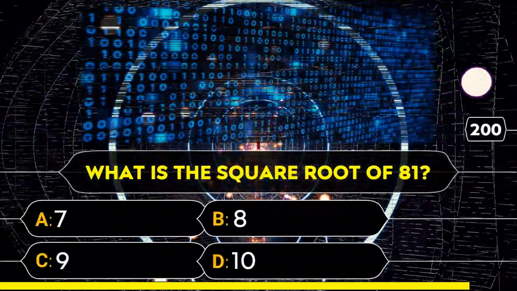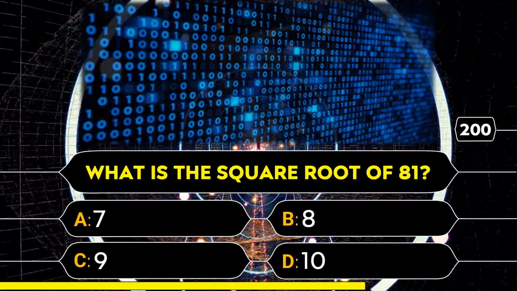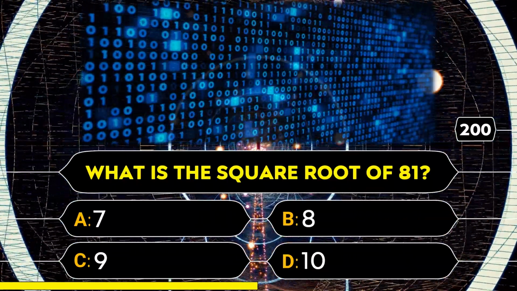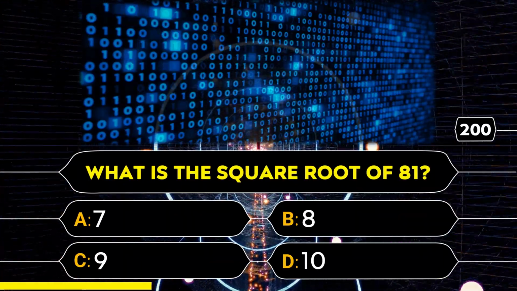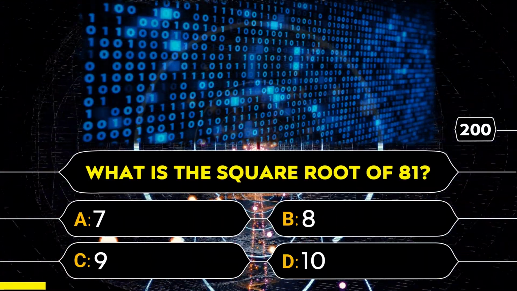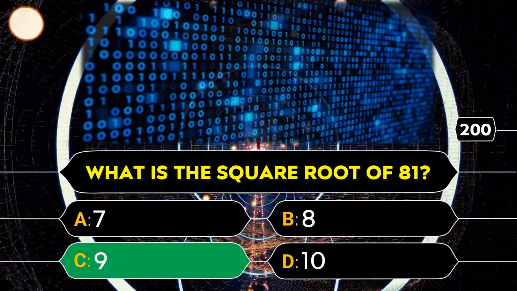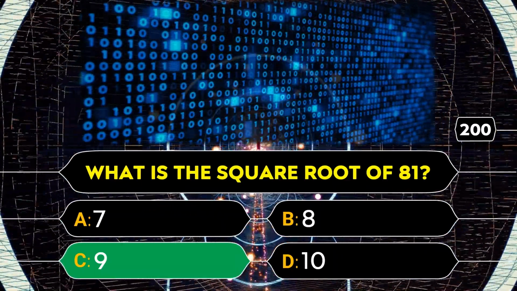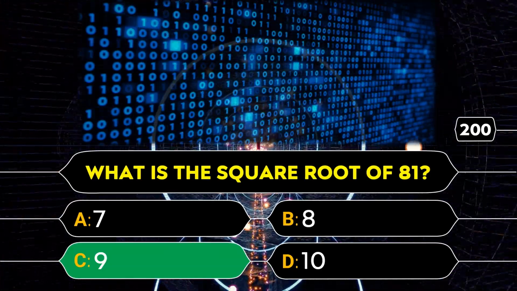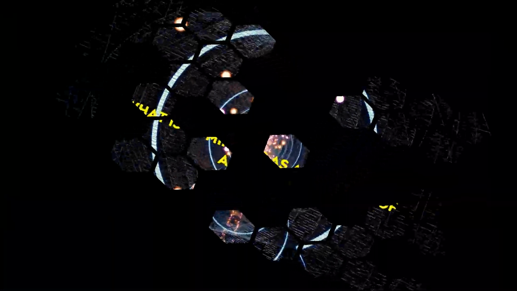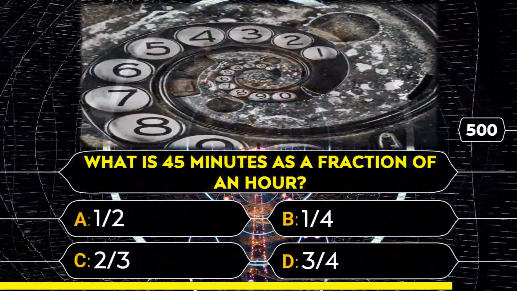Let's see if you can also answer this second question. Do you know what the square root of 81 is? The correct answer is 9. The square root of a number is the number that when multiplied to itself gives the original number as the product. Now let's see if you also master time and fractions.